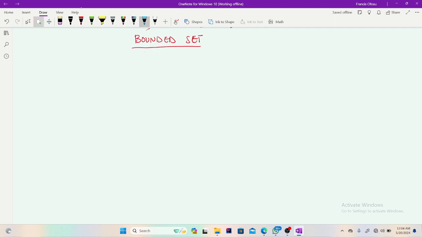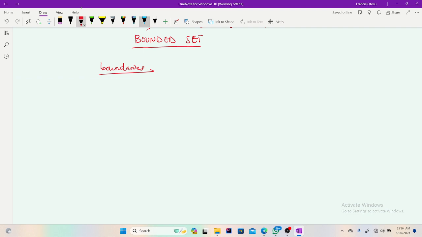So under bounded sets, the word bounded here means something which has boundaries, right? So you realize that if you have a given set of numbers and you can create boundaries around it, then it's a bounded set.